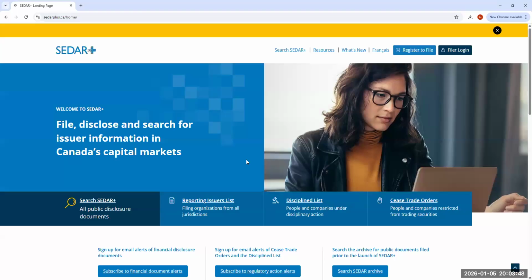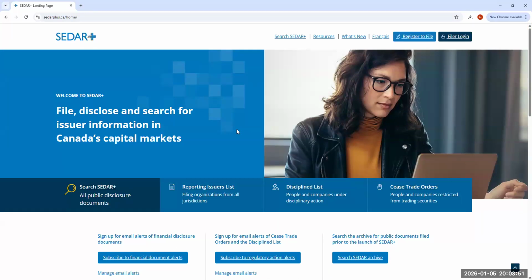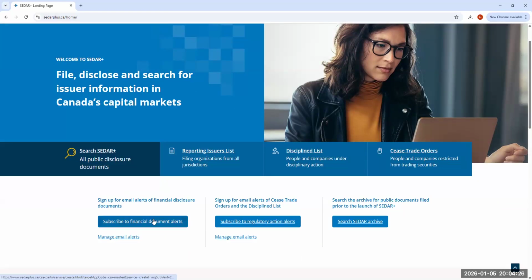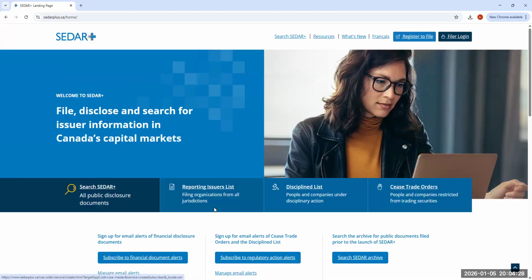Once you click here, you're going to have access to this website, on which you can start searching for the companies or for the corporation. All the public corporations have to disclose all the available public documents on this website. So if you're looking to invest in public corporations, and you want to see their financial statements, income statement, balance sheet, interim statements, quarterly statements, everything is available here. All you have to do is search. You can subscribe for financial document alerts. You can subscribe for the action alert. You can do anything that you want.